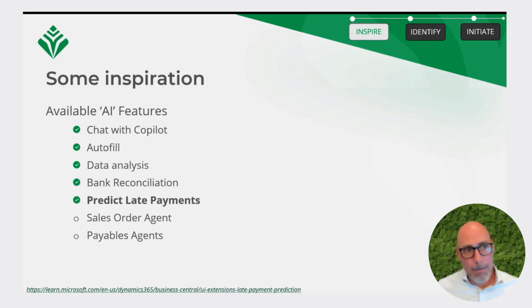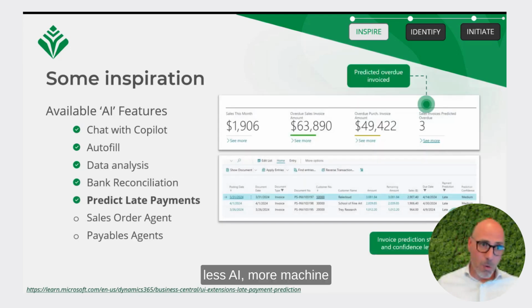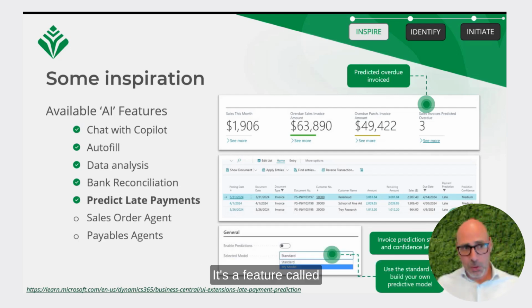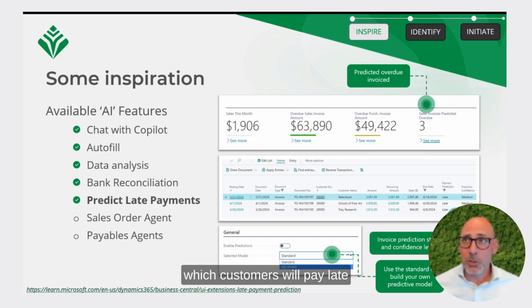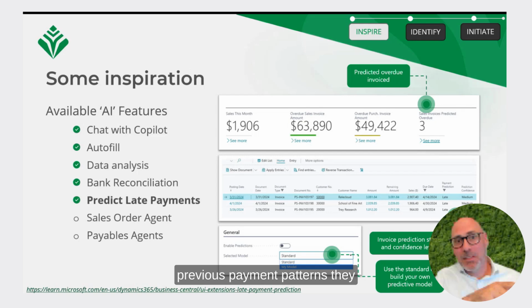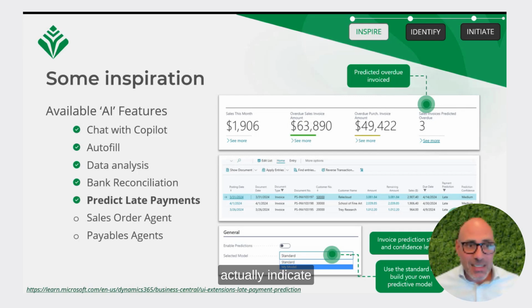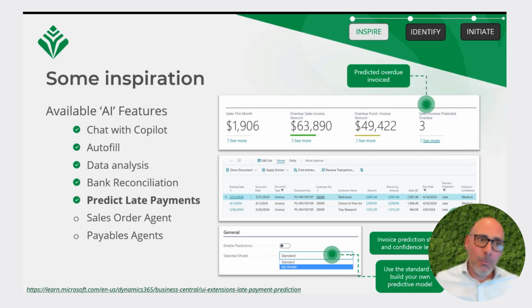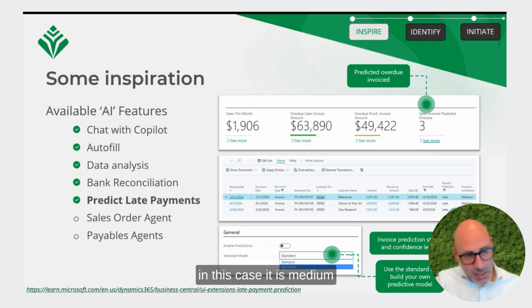Another example, less AI, more machine learning kind of things. It's a feature called Predict Late Payments. And this is about that the system can predict which customers will pay late. And it does that based on previous payment patterns they showed in the past. So based on that, it will actually indicate a list of potential invoices which will be paid late, with also a chance calculation with that. So it's a confidence level that in this case it is medium confident about it that they will pay late.